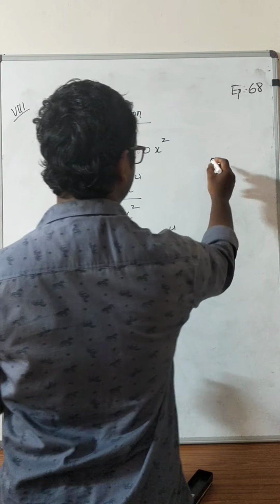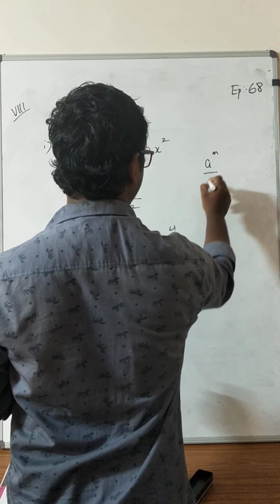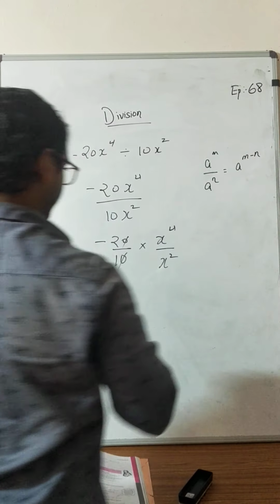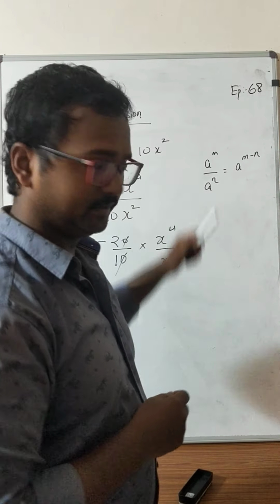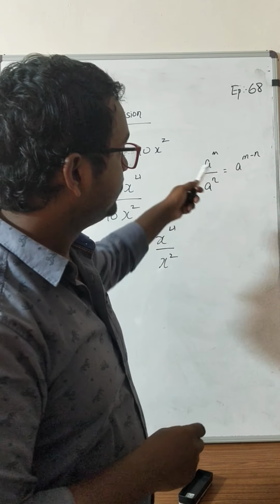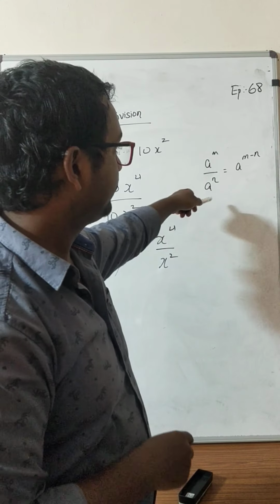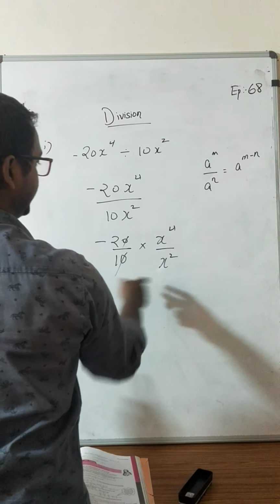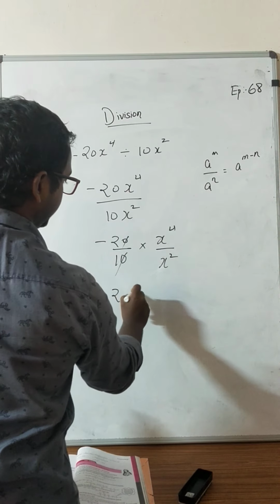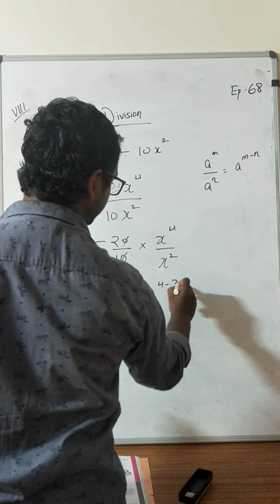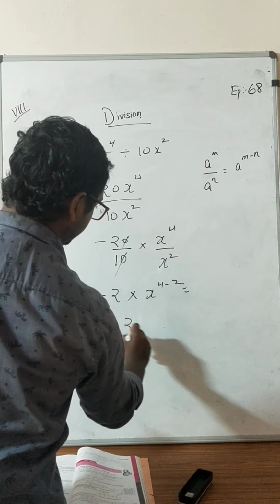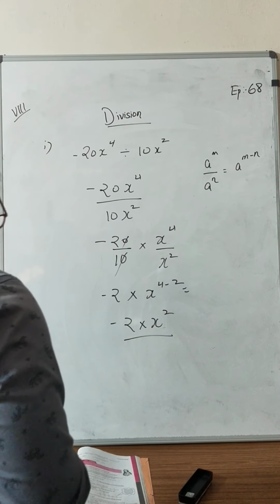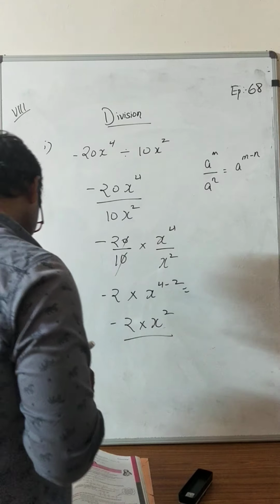Now we know that a power m divided by a power n is equal to a power m minus n. From the chapter on exponents we have studied this identity, and the same identity will be applied here. We will get minus 2 into x power 4 minus 2, which is minus 2 into x power 2. So the final answer is minus 2x squared.